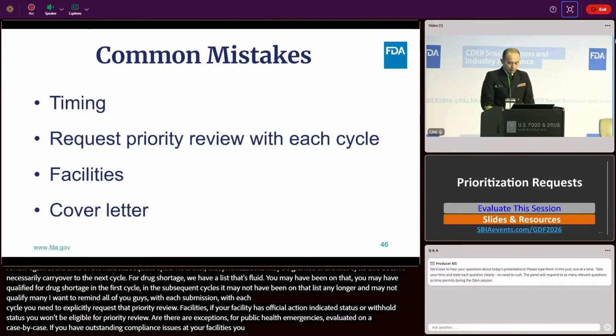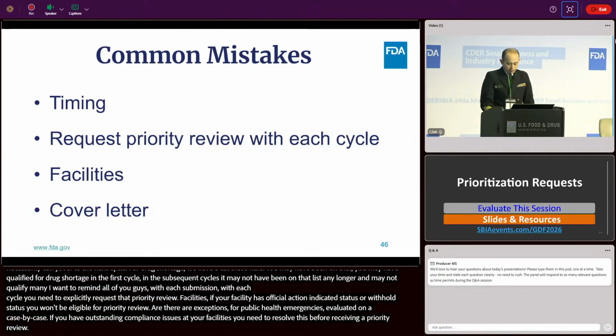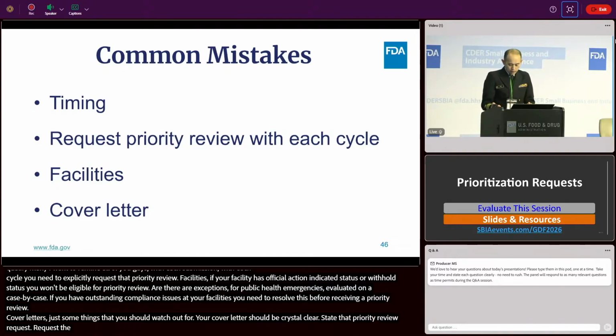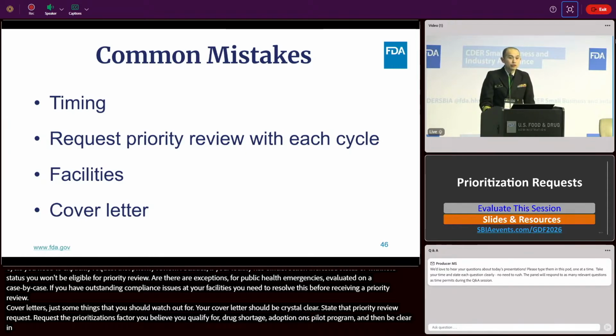And then finally, cover letters. Just some things that you should watch out for. Your cover letter should be crystal clear. State that priority review request. Reference the prioritization factor that you believe you qualify for, whether it's drug shortage or the new domestic onshoring pilot program, and then be clear in terms of citing your ANDA number and including all your supporting documentation. Make it easy for us to identify and process your request.